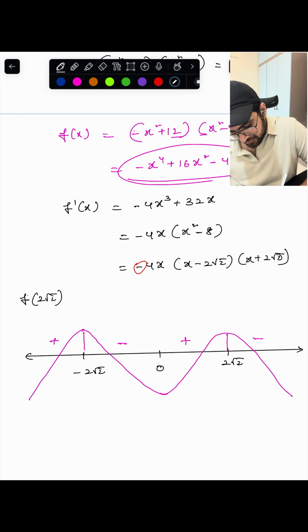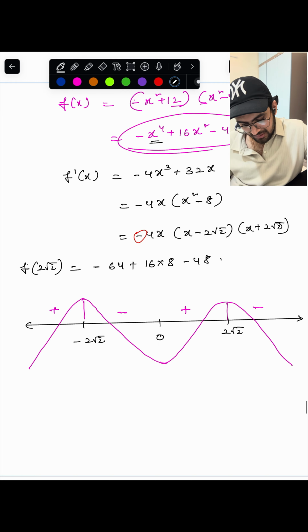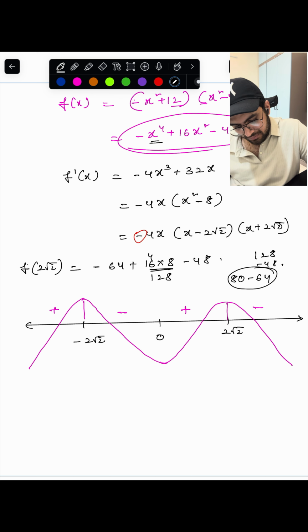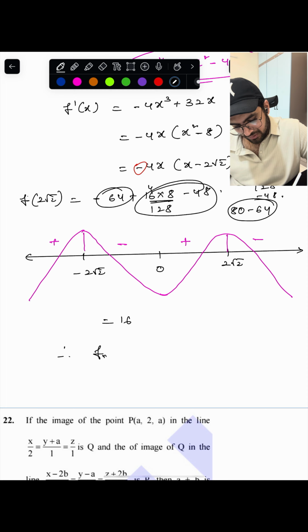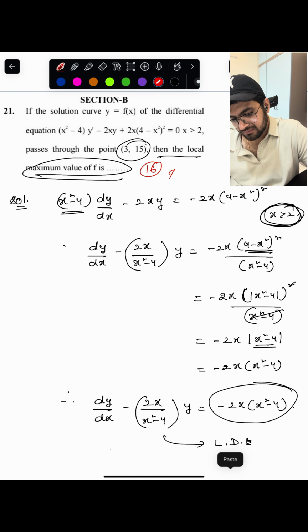So f of 2√2 will be minus (2√2)⁴, that means minus 8² equals minus 64, plus 16 into 8 minus 48, right? So 16 eights, 8 sixes are 48, that is 128. 128 minus 48 is 80, and 80 minus 64 is 16. So therefore the maximum value of f is 16. So the answer of this question is 16. Done? Yep.